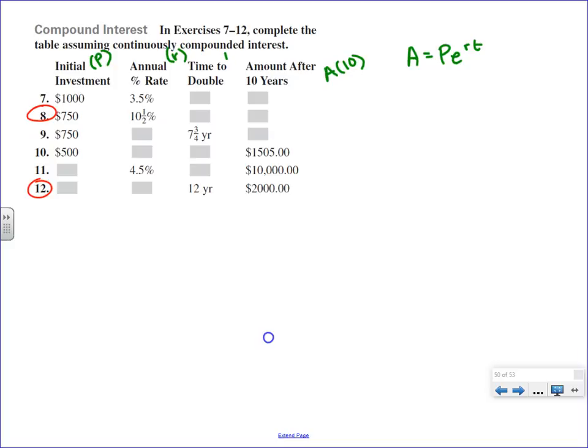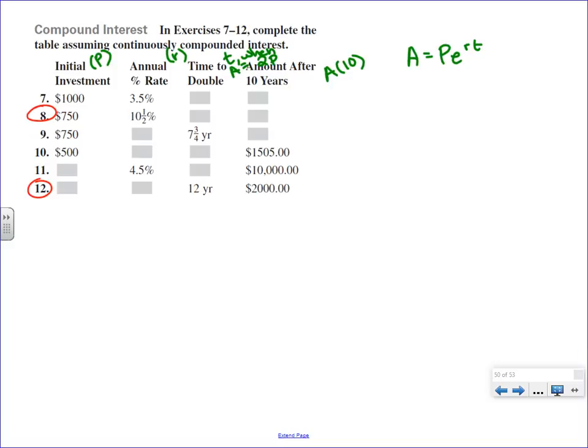This is the T when it's double. It's not every T, but it's the T when A doubles. What's doubling? The A. Doubling of what? Doubling the principal. So I can say A is double the principal. Those are our clues for each of the different columns.